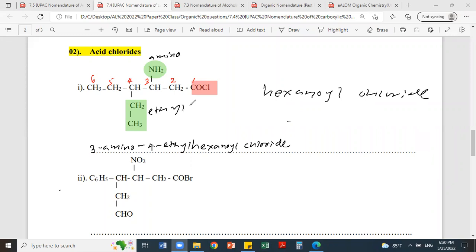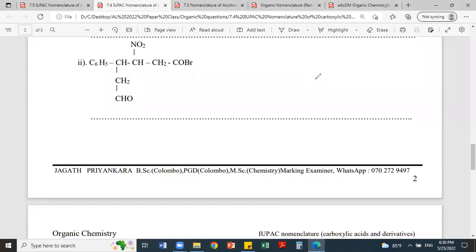Okay, so 3-nitro-4-phenyl hexanoyl bromide. What about the CHO group? You can take this one you have. Wait. Okay, I'll highlight this. So this is COBr, bromide, this is not chloride, it is bromide. Hexanoyl bromide, not bromine, bromide, hexanoyl bromide.